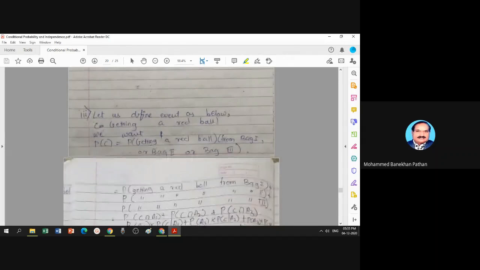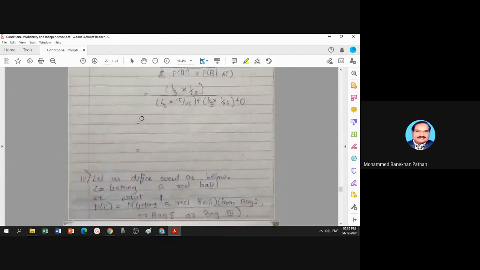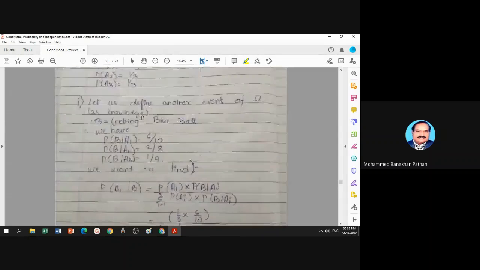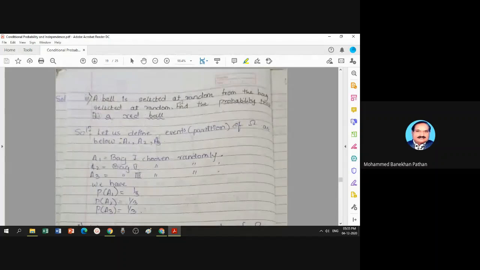Now, what does the third part say? In the question, the third part says a ball is selected at random from the bag selected at random. Now, in this case, which bag is selected? Not clear. From that bag, a ball is selected. What is the color? Not clear. The question says, find the probability that it is a red ball.